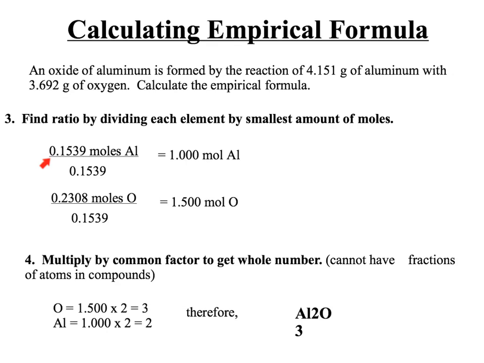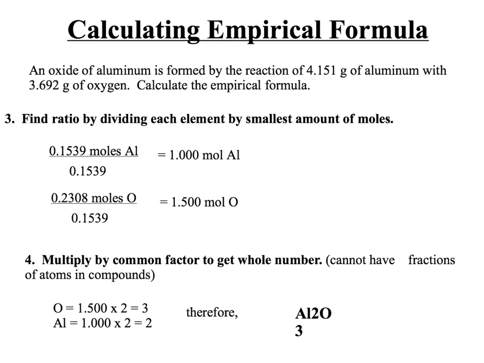So 0.1539 is smaller than 0.2308. So we divide the moles of aluminum by itself and we get 1 mole of aluminum. Likewise, we divide the moles of oxygen by the moles of aluminum, which was the smallest number, and we get 1.5 moles of oxygen. Therefore, our ratio would be for every 1 aluminum, we have 1.5 moles of oxygen.